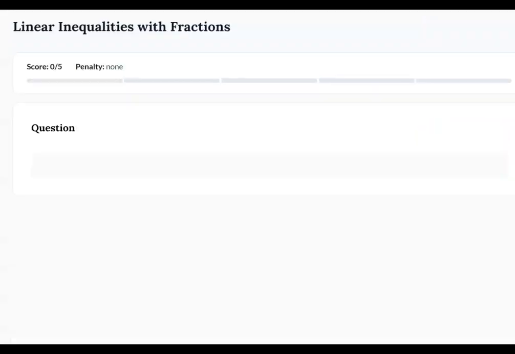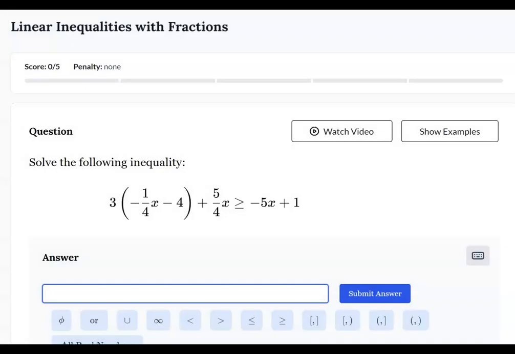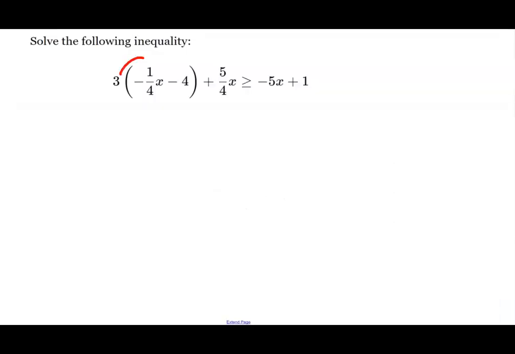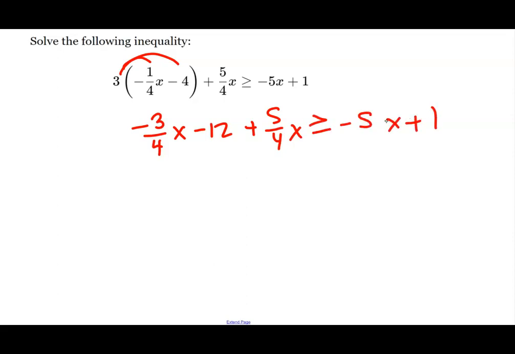The last section is the same topic, but you're practicing with fractions. So it's up to you whether you want to distribute first, if you want to clear the fractions at all, or just use your calculator. I think for me, I'm going to distribute first and get negative 3/4 x minus 12 plus 5/4 x is greater than or equal to negative 5x plus 1.